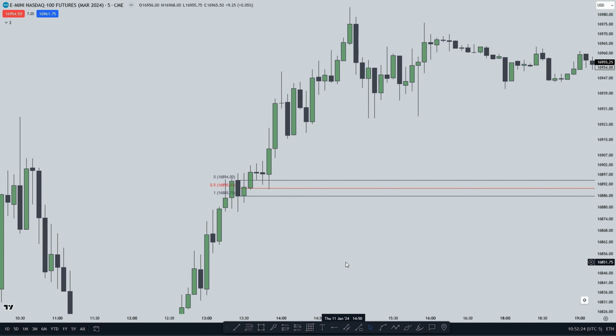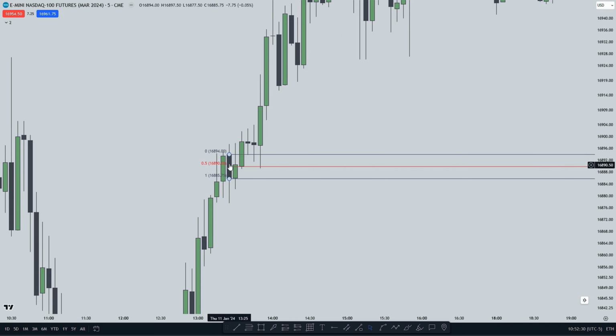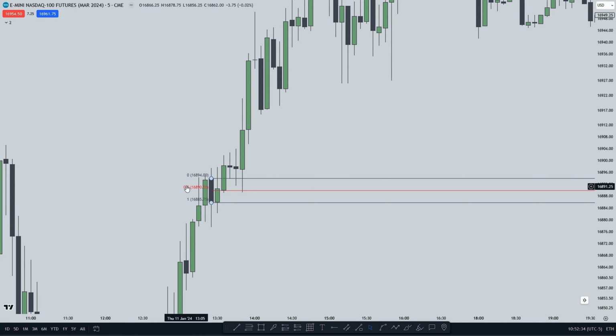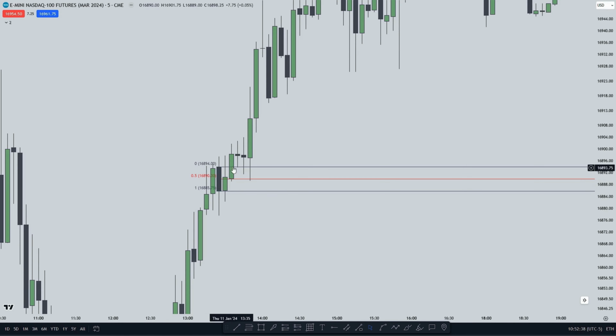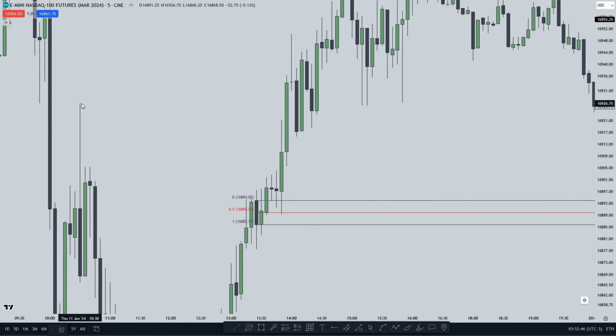So the mean threshold is basically the 0.5 range of the order block. As you see right here, we have used our Fibonacci tool on the order block, and the 0.5 range of this order block is the mean threshold. And we see how price makes a clean mohawk through the mean threshold and then gets a solid reaction to the upside, taking out internal range liquidity.